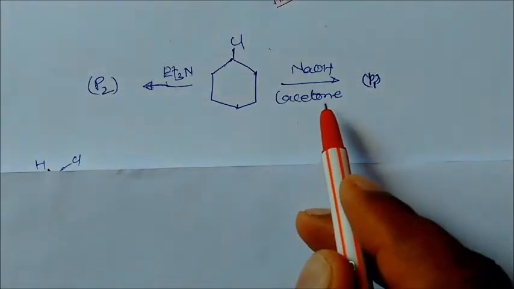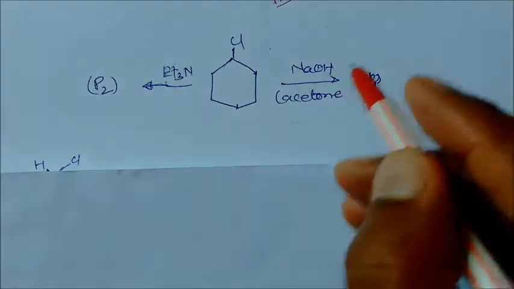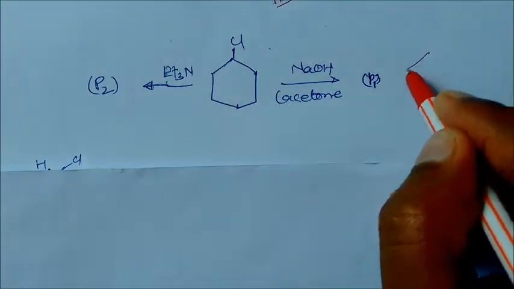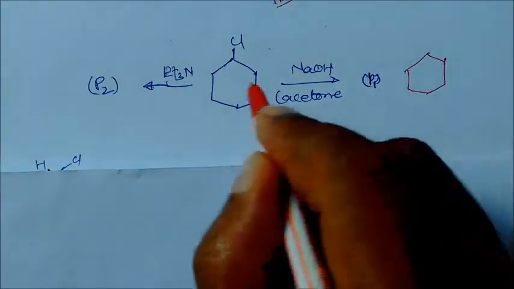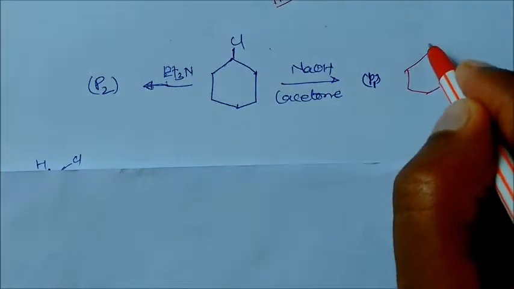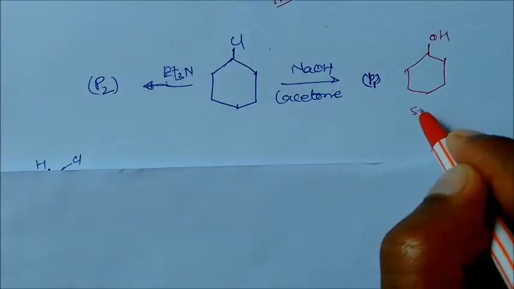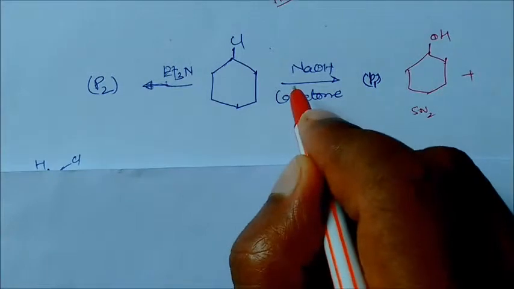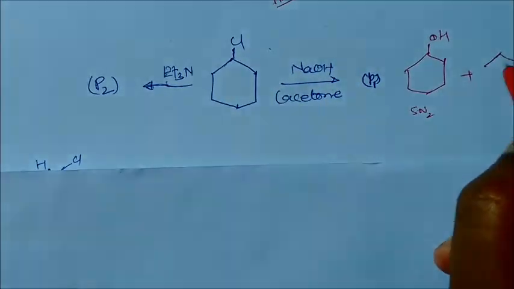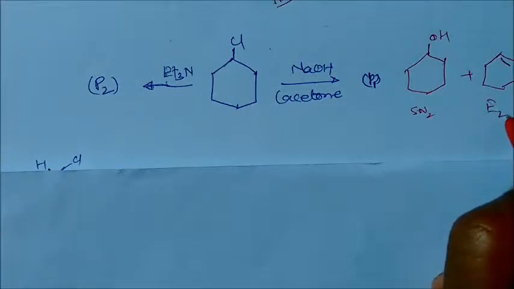Sodium hydroxide in acetone. So in this case the SN2 reaction will take place. So we will get a product because this is a secondary carbocation. So here will be your OH by SN2, and some E2 will also take place. So we will get two products, one will be your E2. So this is your E2.